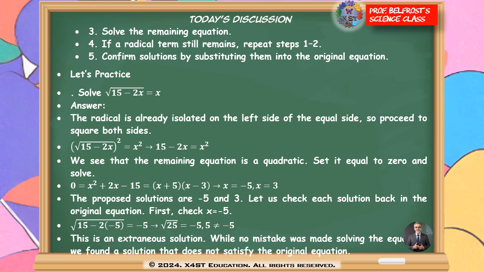But these are just the proposed solutions. We need to check them in our original equation to see if each solution is valid or not. First check with x equals minus 5. This yields square root of 25 equals minus 5. It is not true because square root of 25 is plus or minus 5 if you consider plus minus, but if you don't, it's just positive 5. Positive 5 is not equal to minus 5, so this is an extraneous solution.